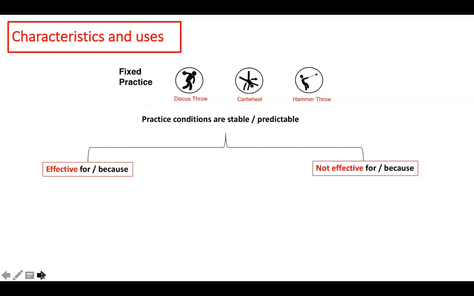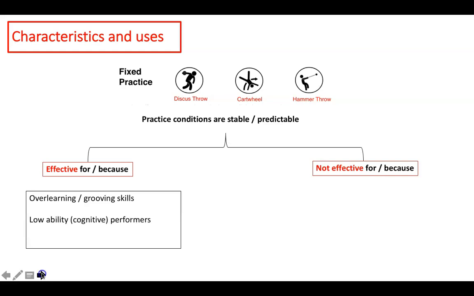If we look at fixed practice, we look at what it's effective for. It's really effective for overlearning and grooving skills. Okay, so there's no environmental pressure, no environmental change here, so it allows us to overlearn and groove the skill. The conditions are completely stable, nothing changes, therefore it's really good to overlearn the skill within this. And as I've said there, it also gets us in the groove of the skill as well.